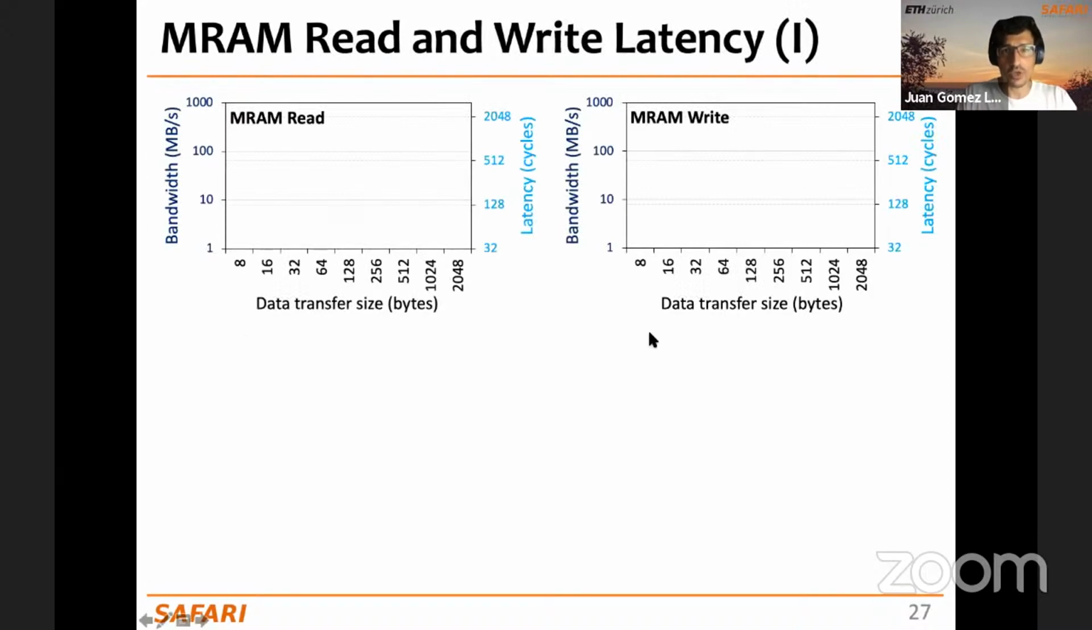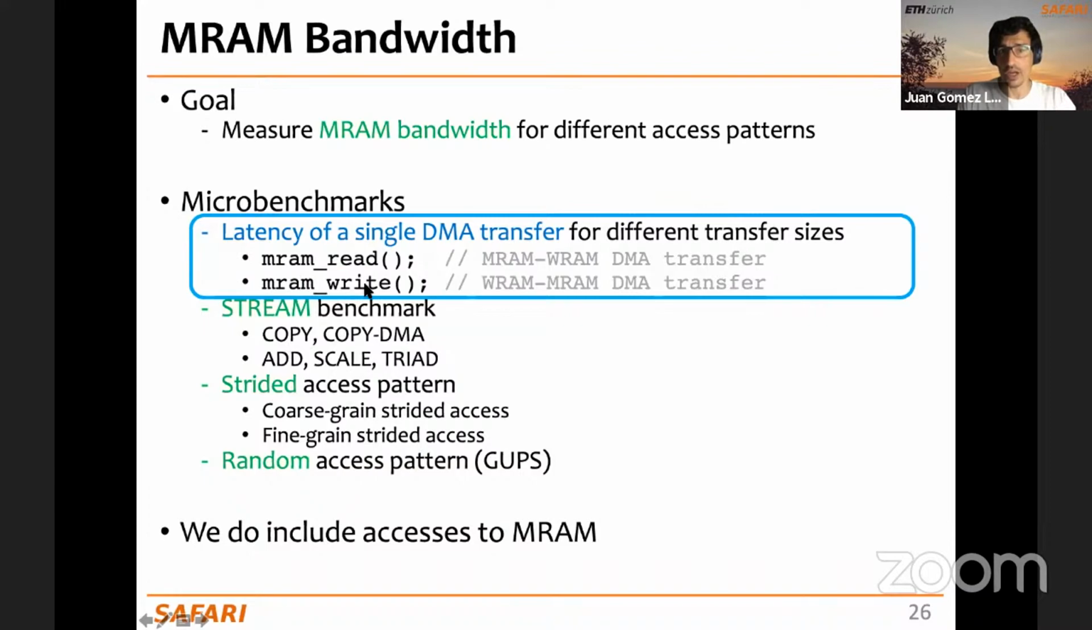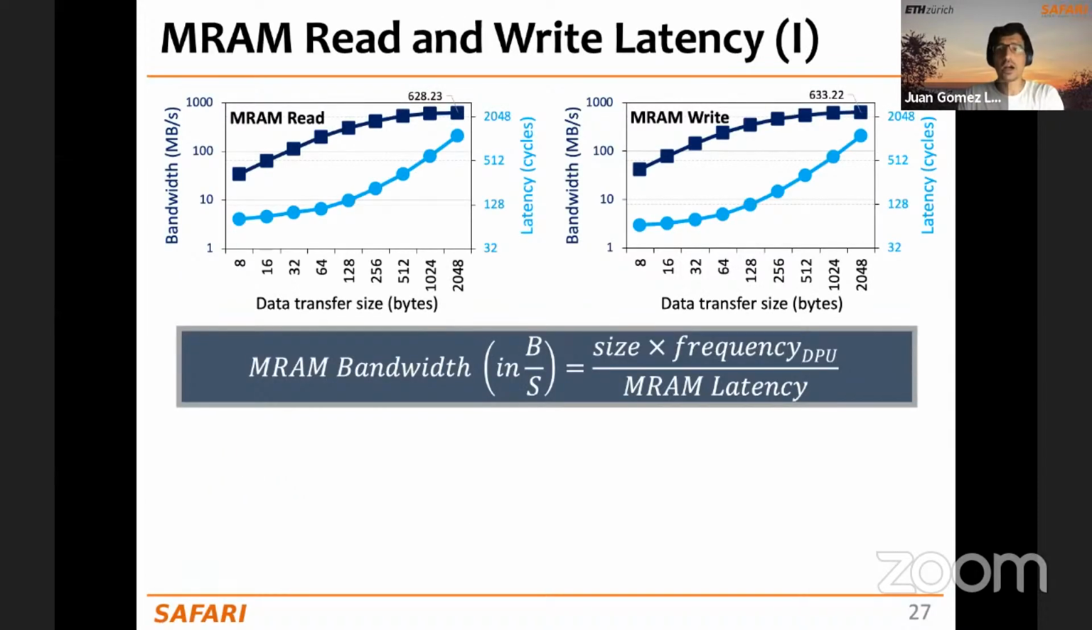These are the plots where I'm going to show you the results. In the left y-axis, you see the bandwidth. Here you see the latency. This is for MRAM read. This is for MRAM write. And in the x-axis, what we have is the data transfer size. So when we execute this MRAM read and MRAM write, we have to indicate what's the number of bytes that we want to transfer in one direction or the other direction. And this number of bytes needs to be a multiple of 8 in this architecture. Okay, these are our measurements. The lighter blue is the latency, the darker blue is the bandwidth.